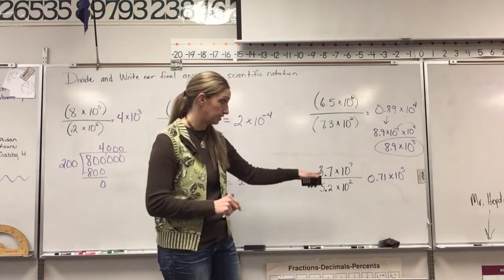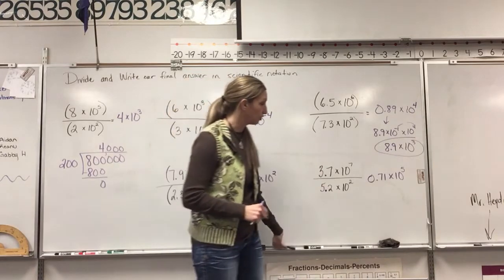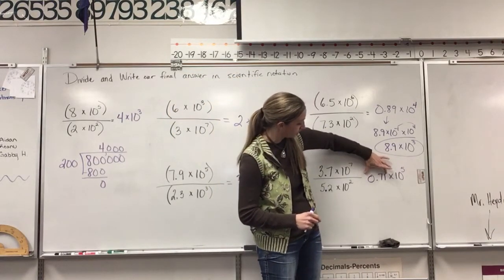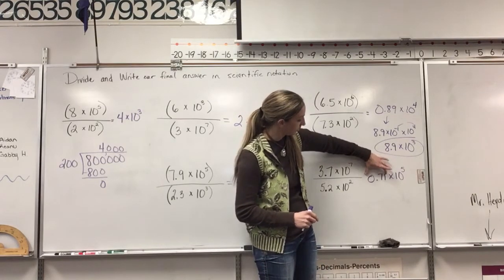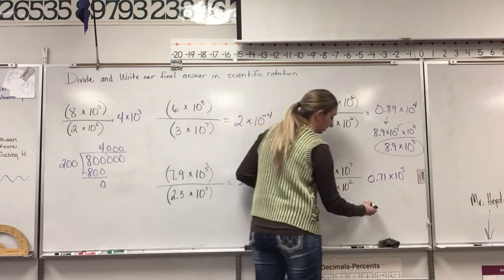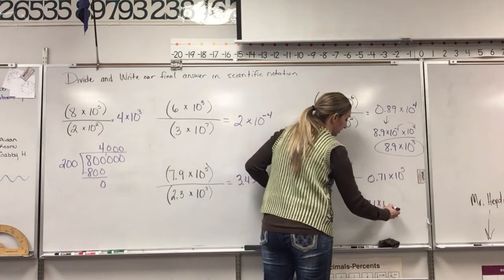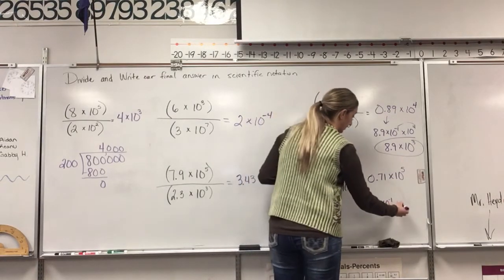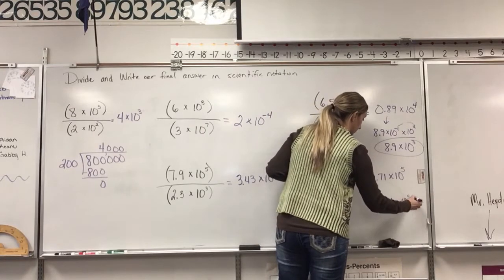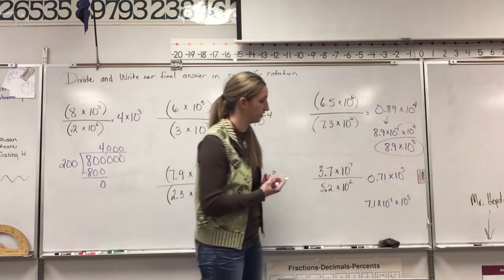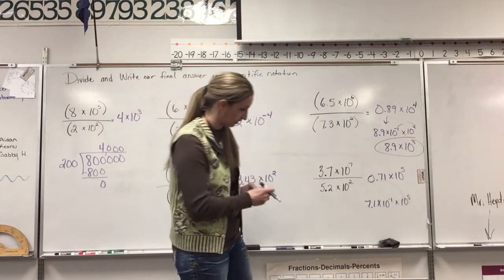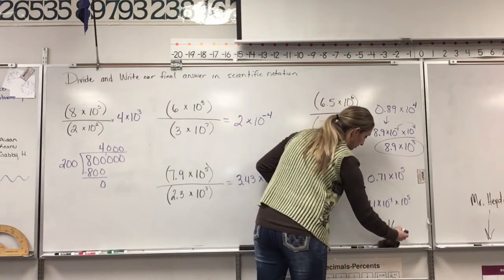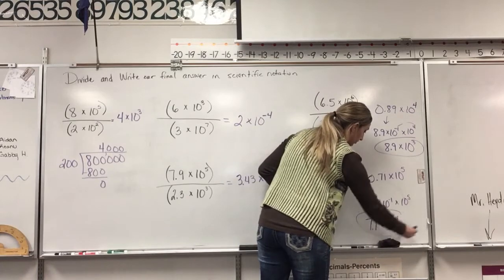Okay, that's not in scientific notation, we've got to fix it. So I'm going to ignore the 10 to the 5th for a little bit, and I'm just going to pay attention to this number. This number in scientific notation is 7.1 times 10 to the negative first. Then I will pay attention to the 10 to the 5th. I'm going to add my exponents, and I end up with an answer of 7.1 times 10 to the 4th power.